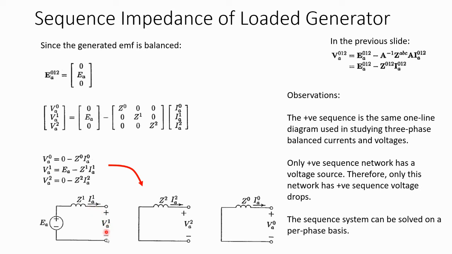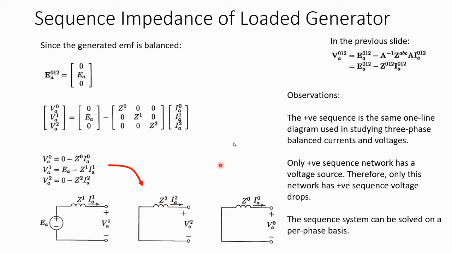EA minus this is equal to this, right? This is a simple voltage drop that you know. So VA0 is equal to negative Z0IA0. So VA0 is equal to 0 over here. You have nothing over here. Minus this equals to this. Similarly for VA2, 0 minus Z2IA2, the negative sequence 2, equals VA2. So 0 minus this equals this.